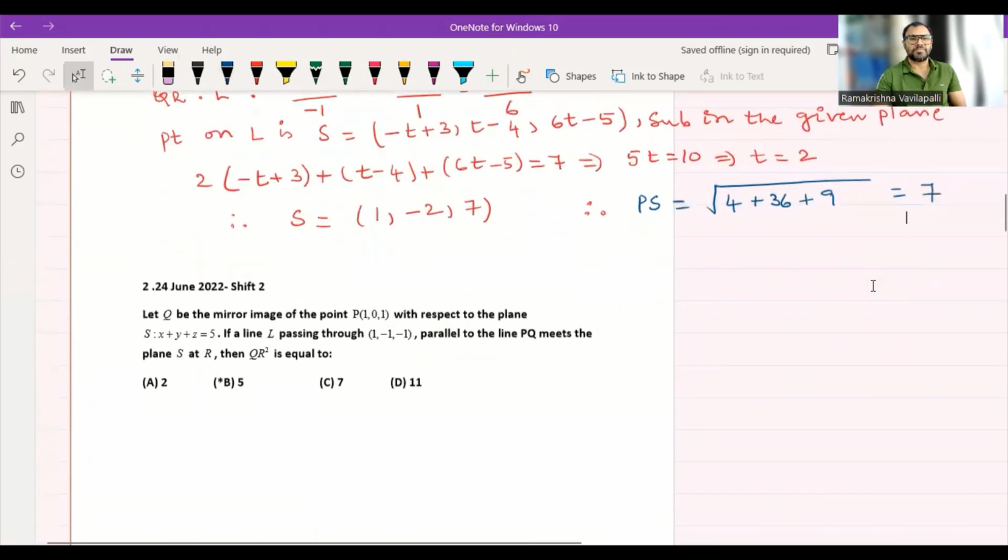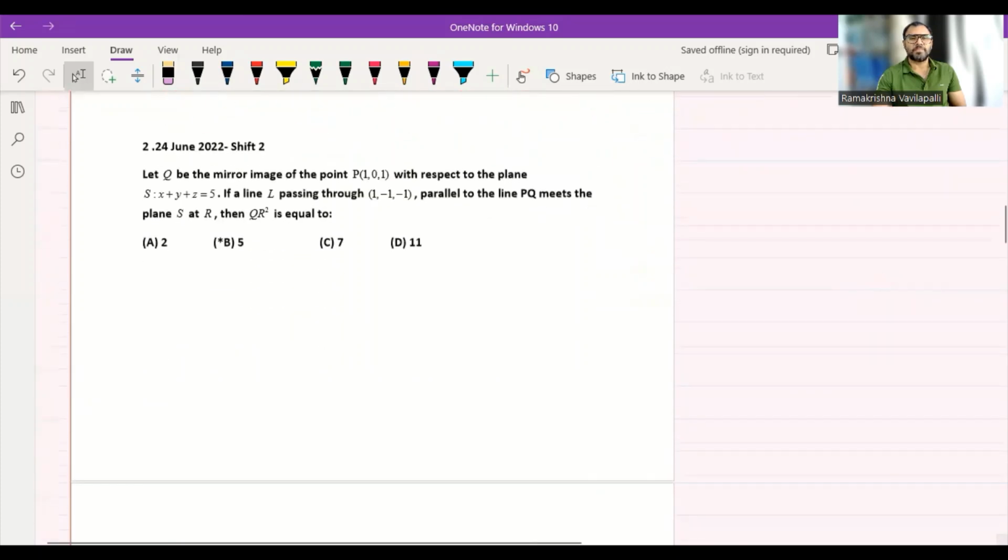Next question. Here this is the mixed bag. Let Q be the mirror image of the point P (1, 0, 1) with respect to the plane. So first we need to find out the mirror image of this point P with respect to the plane. So here let Q equal to, assume alpha, beta, gamma. So now apply the mirror image formula.